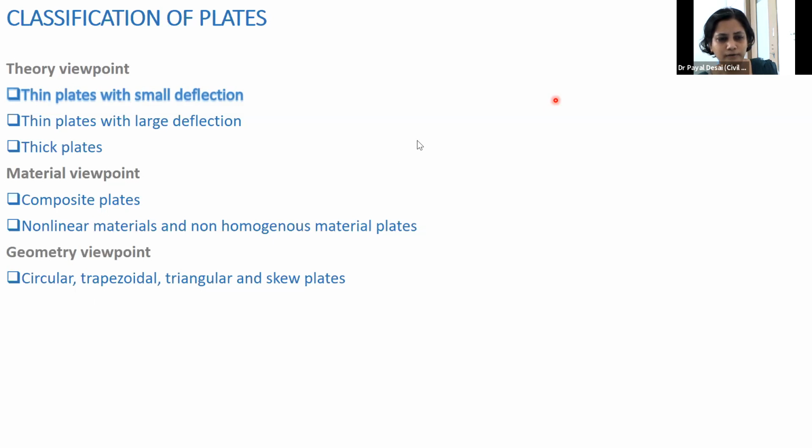And from the geometry point of view, we have circular, trapezoidal, triangular, or skew plates of various shapes. Or you can use different coordinate systems to analyze this kind of plate.